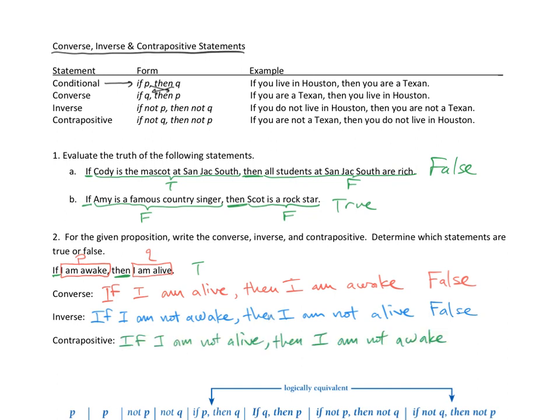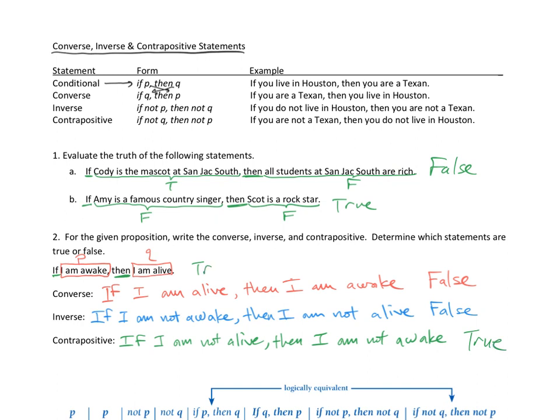The contrapositive of this conditional statement would be very closely related to the converse, and I guess you can kind of see that if you have contrapositive and converse, they both start with con. Maybe that's something you can use to remember that they are related. But the statement would be, if I am not alive, then I am not awake. And that is absolutely 100% true. If you are not alive, there's no way you can be awake.